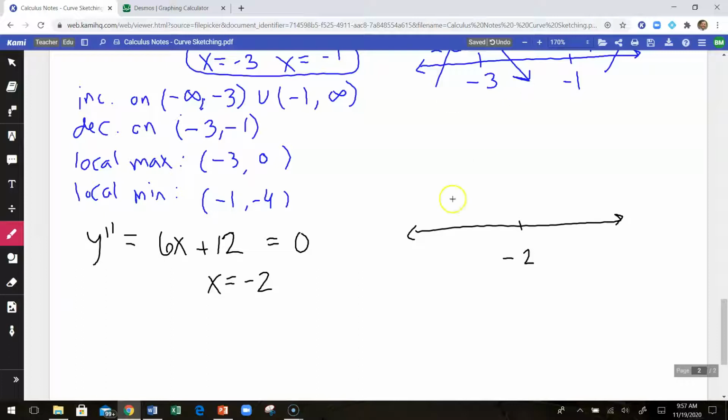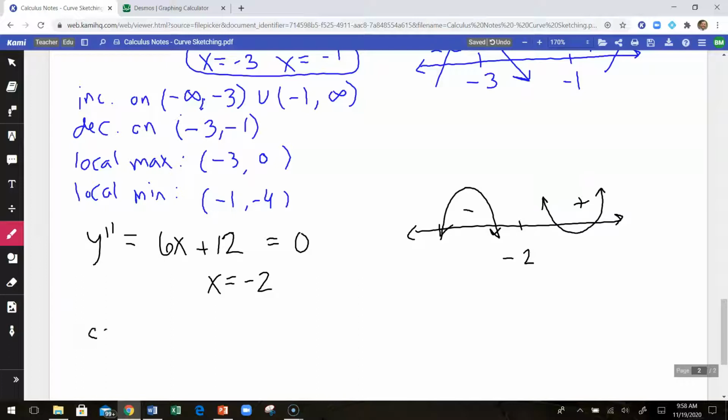So if I plug in anything to the left of -2 into my second derivative, like -3, I would get a negative value here, which means this is going to be concave down. If I plug in anything to the right of -2, like 0, I'm going to get a positive value, which means we're going to be concave up to the right of -2. Because we changed concavity, there is going to be an inflection point there.